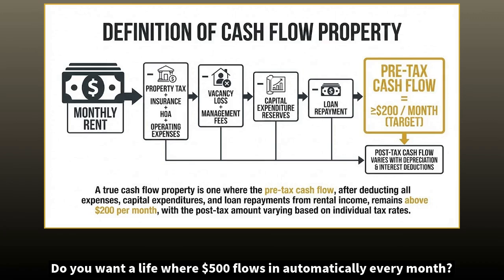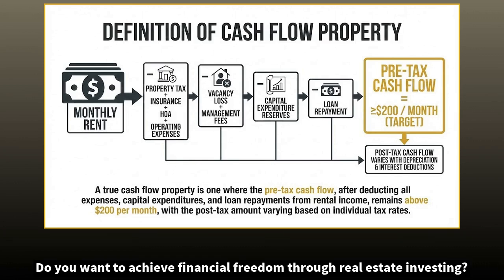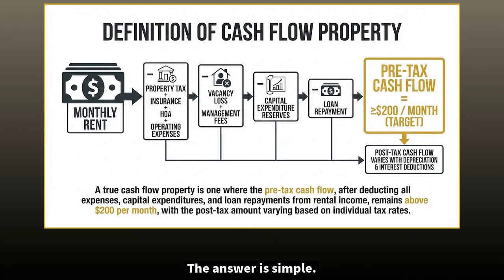Do you want a life where $500 flows in automatically every month? Do you want a system where your wealth grows without working? Do you want to achieve financial freedom through real estate investing? The answer is simple. Find a true cash flow property. Use the 1% rule for initial screening. Why does it work? This slide explains everything.